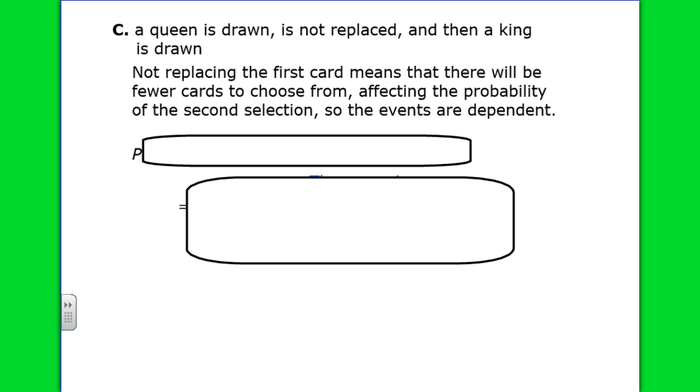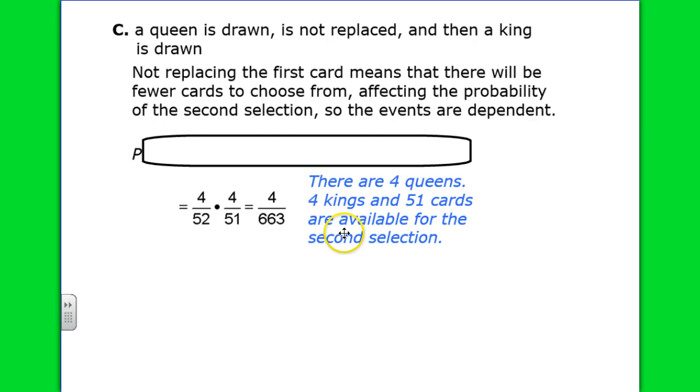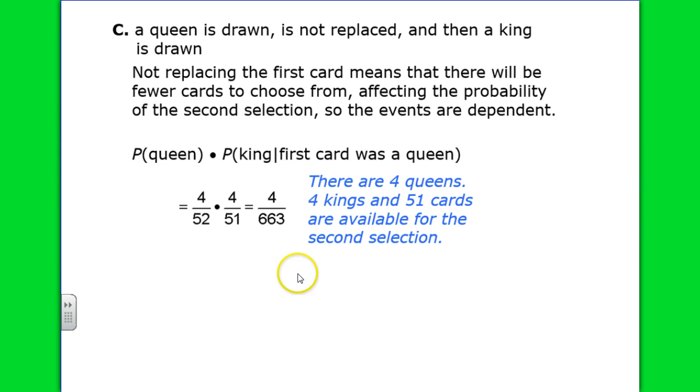And then a king is drawn. So the probability that a queen is drawn and not replaced, and then a king is drawn. The first one is 4 out of 52, and the second is 4 out of 51, right? Because we didn't replace it. So then we can reduce it down, and we should have, ooh, look at that. 4 out of 663.